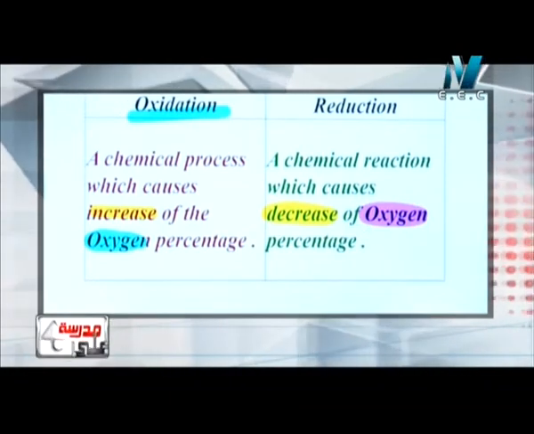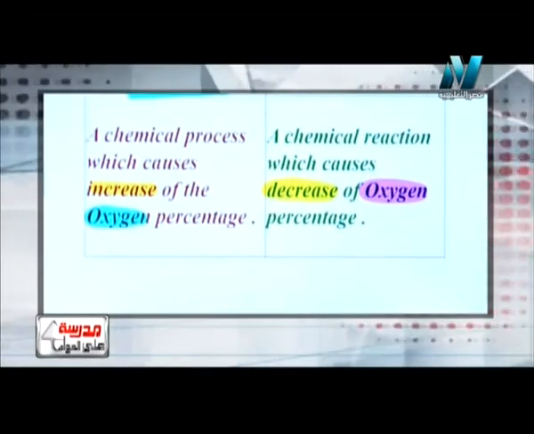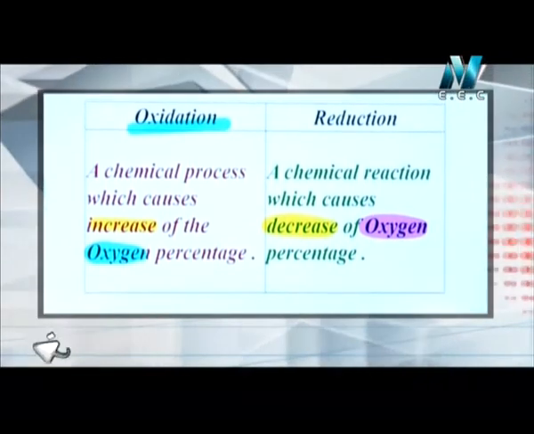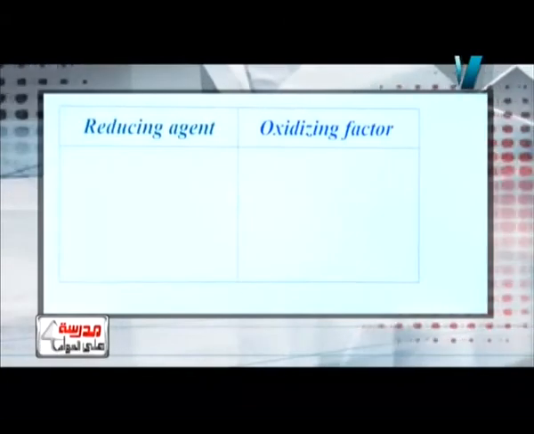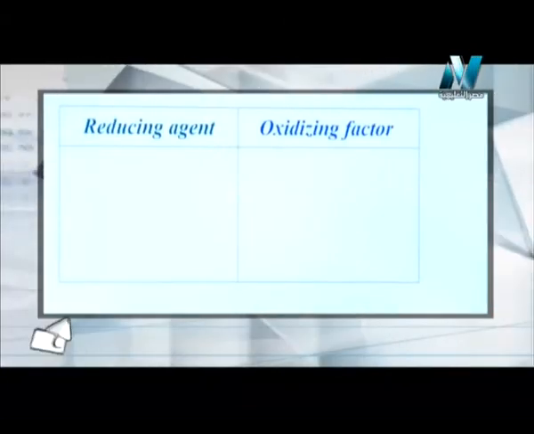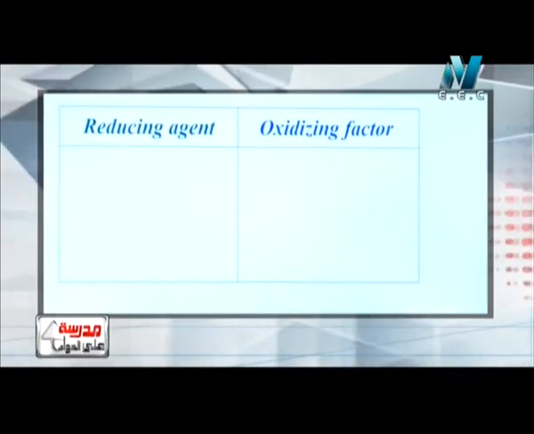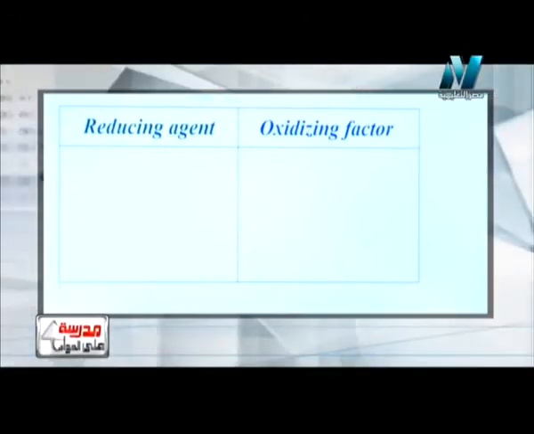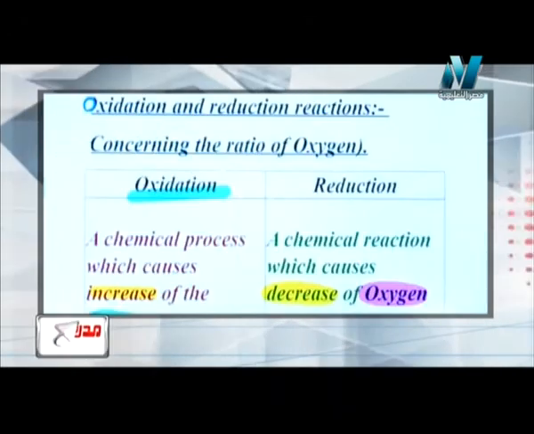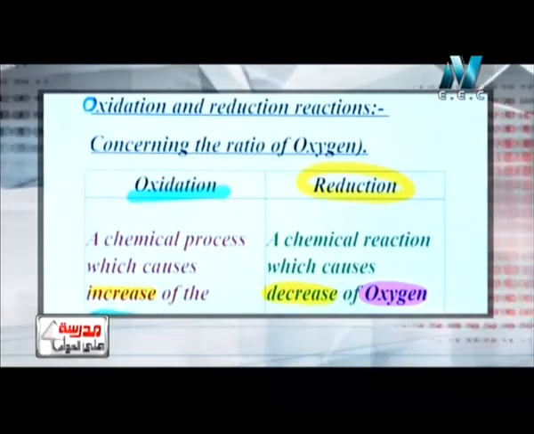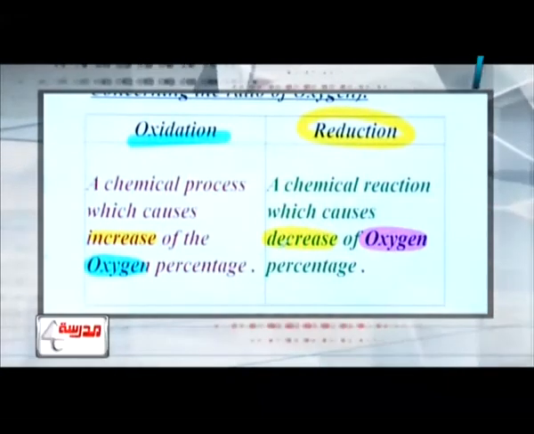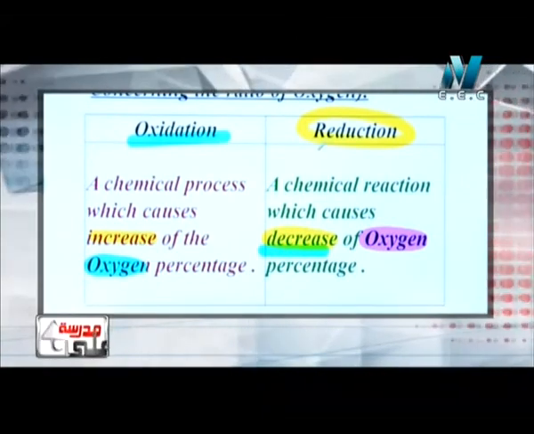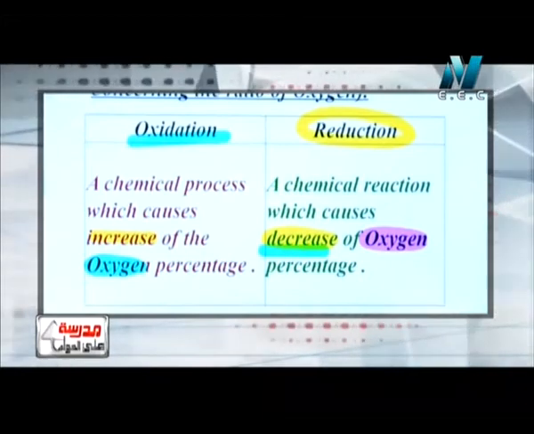So here we have oxidation and reduction, and we have other factors: the oxidizing agent or factor and the reducing agent. We can say factor or agent as we like. How can we understand what is meant by reducing agent? Reducing means it causes reduction, right? In reduction, the ratio or percentage of oxygen decreases. Yes.